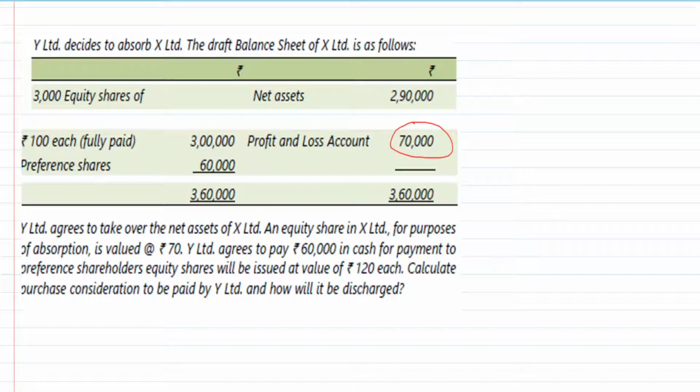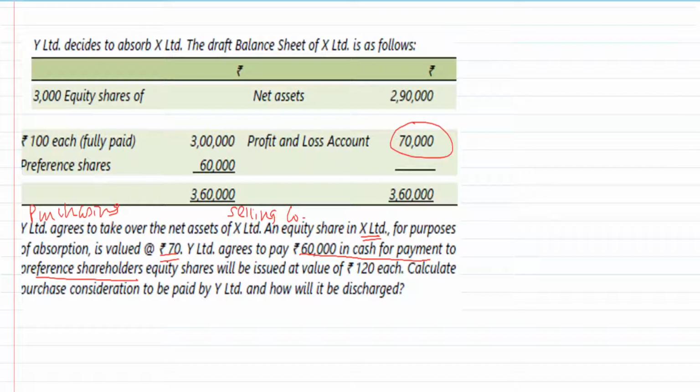Y Limited agrees to take over the net assets of X Limited. So X is the selling company and Y Limited is turning out to be the purchasing company. They are saying an equity share in X Limited for purposes of absorption is valued at the rate rupees 70. Y Limited agrees to pay rupees 60,000 in cash for payment to preference shareholders.